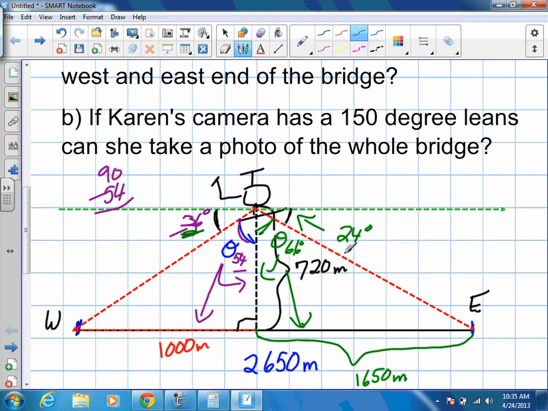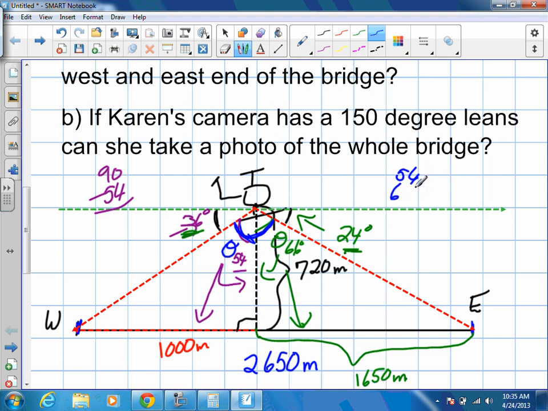Second question says, if Karen has a camera of 150-degree lens, can she take a photo of the whole bridge from where she is? Well, in other words, what they're looking for is if she's taking a photo, she's going to need to encompass this entire area here. How large is that area? How can we figure it out? We add that angle and that angle. We add the two interior angles we have. So 54 and 66.